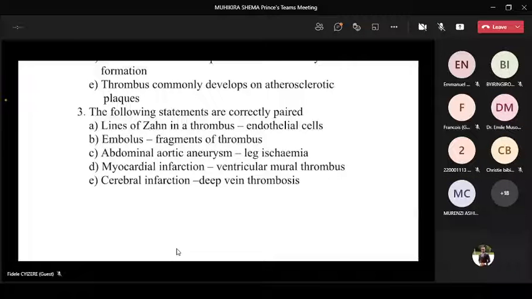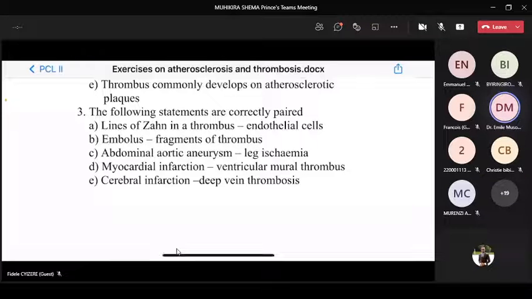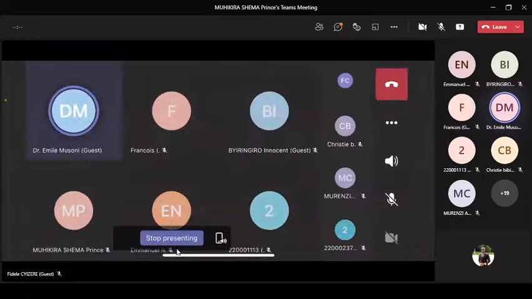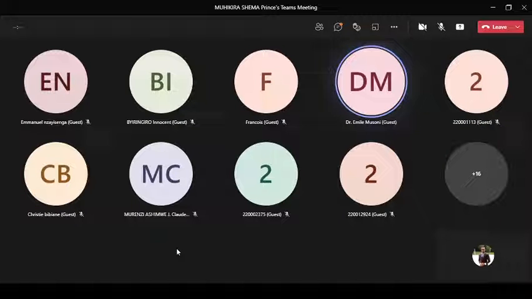Okay. So here is an assignment you have to do. Distinguish antemortem thrombus from postmortem thrombus. Suppose we're going to examine a cadaver, then you have to know whether that thrombus formed before death or after death. And then write the clinical features of pulmonary embolism and stroke. Okay.